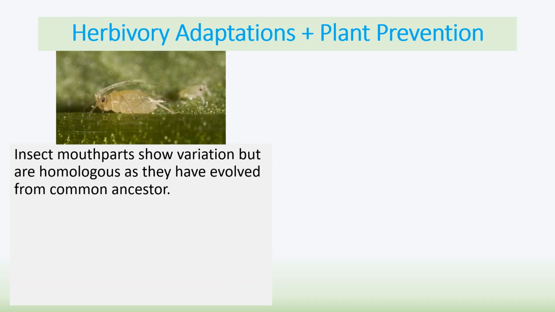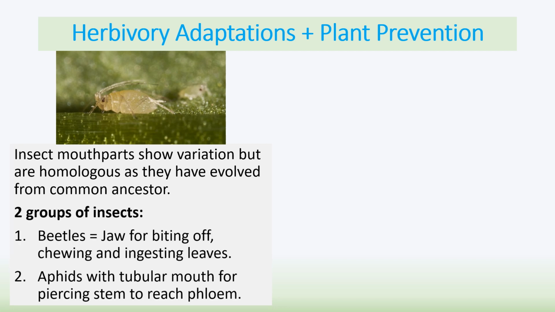And herbivores themselves, whether it's insects, also have adaptations. So insects even show adaptations. They are homologous, they've evolved from common ancestors, they've diverged to become different. So some insects, such as beetles, have a jaw for biting and chewing leaves, whereas aphids, as in the picture, have a tubular mouth for sucking up their liquids from the stem. So you can see the tubular mouth here, which can stab into a stem and suck the sugars out through that.